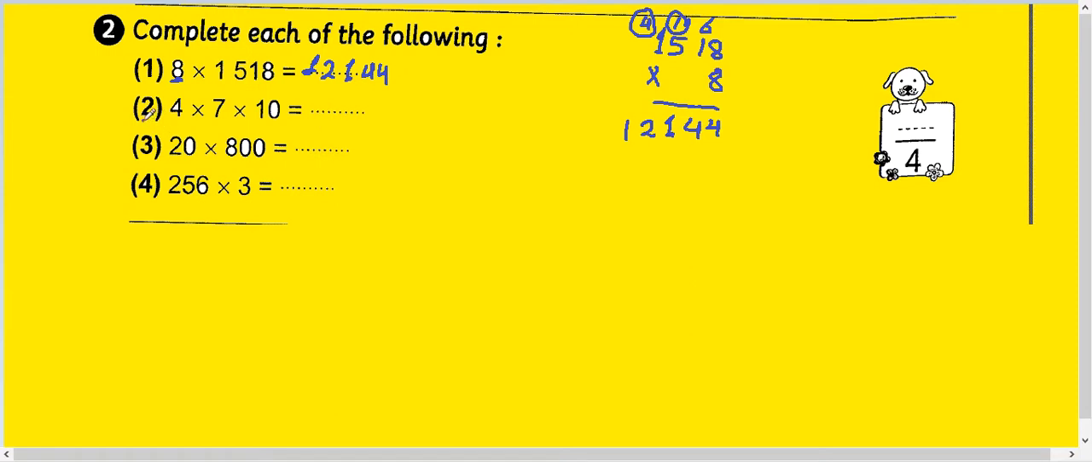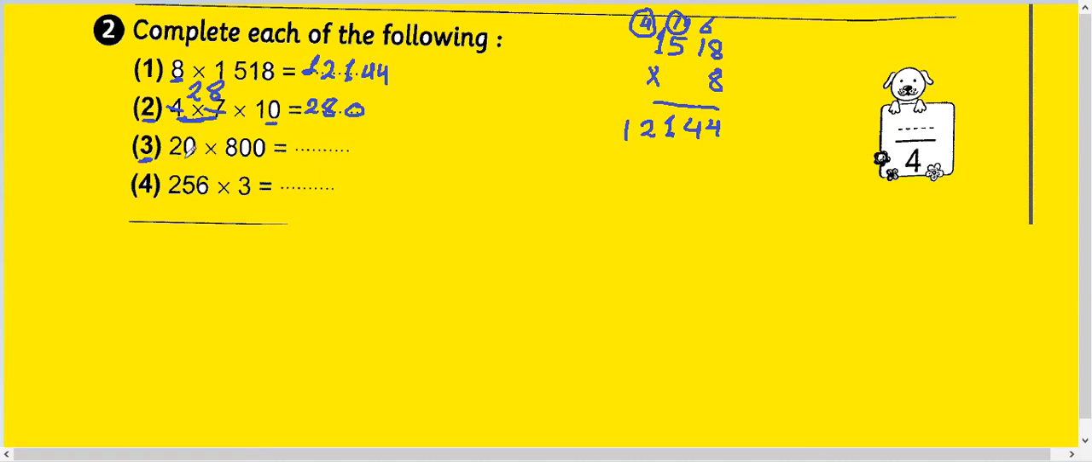Question number 2, he said 4 times 7 times 10. Here we have 4 times 7. We can say 4 times 7 equals 28. 28 times 10. We said before, if we want to multiply by 10, we write 0 from the right side, and we can say 28 times 1. It will be 28. Here the final result equals 280.